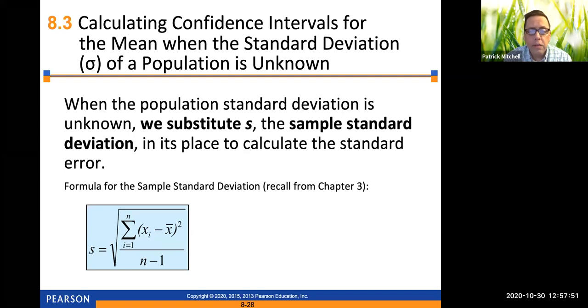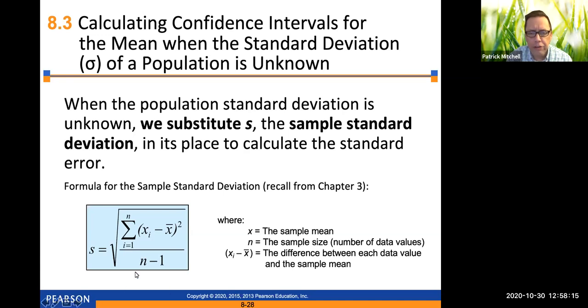the standard error. So recall from Chapter 3 that this is the formula for the sample standard deviation. If you're taking my class in this chapter, I don't mind at all if you use technology to calculate the standard deviation, either with Excel or with a graphing calculator.